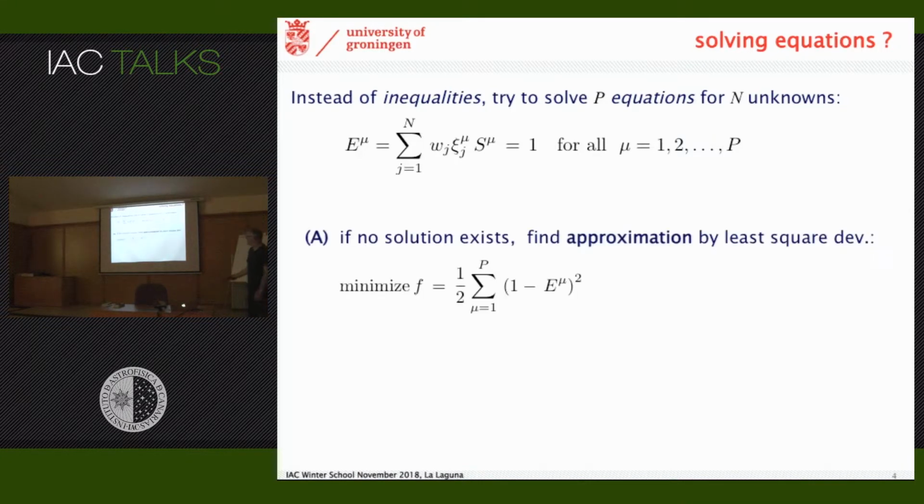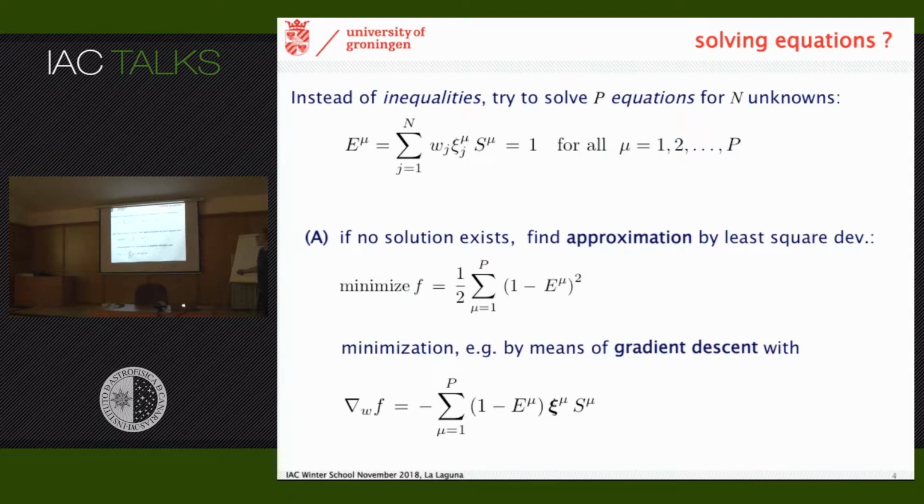Now that's easy to do, right? So first of all, it could be that no exact solutions exist to my set of equations that I want to solve, so I can at least find an approximation. And the plain vanilla strategy that everybody would think of first is to find an approximation by least square deviation. So find the vector W that minimizes a function f, which is the deviation 1 minus E mu squared summed over my set of examples or my set of equations, right?